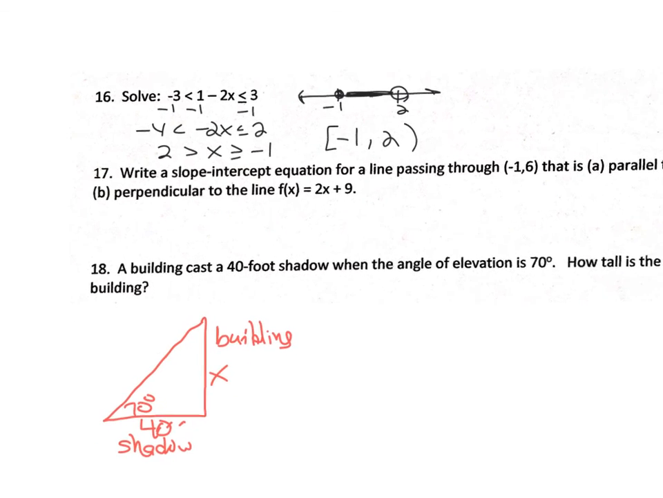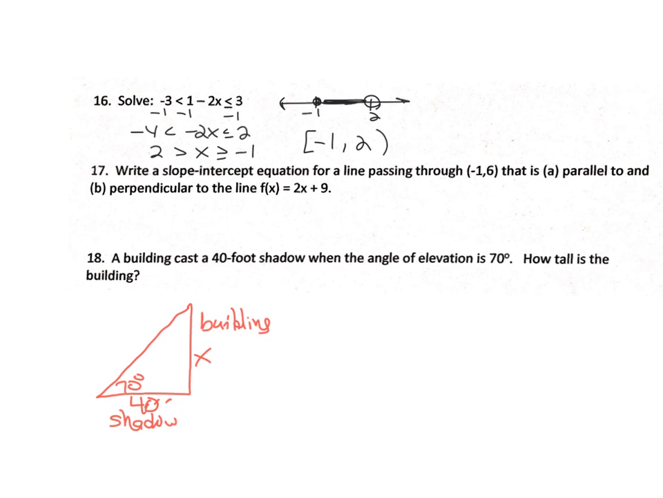17, write in slope-intercept form through that point that is parallel to and perpendicular to. Okay, there's the slope, it's 2. So if I'm going to go parallel, I'm going to say y, passes through that point, y, because it works. Y minus 6 is 2 times x plus 1. Distribute the 2, that would give me 2x plus 2, and move the 6 over, you get 2x plus 8.